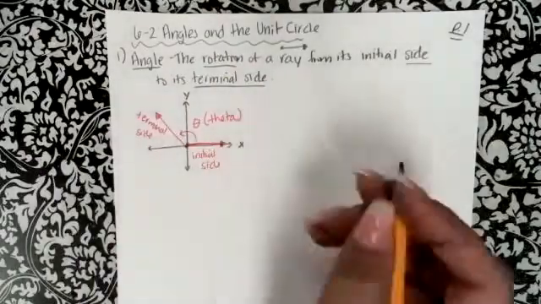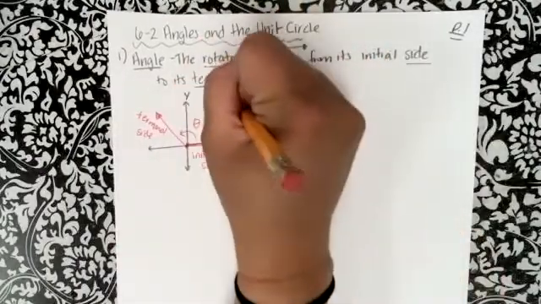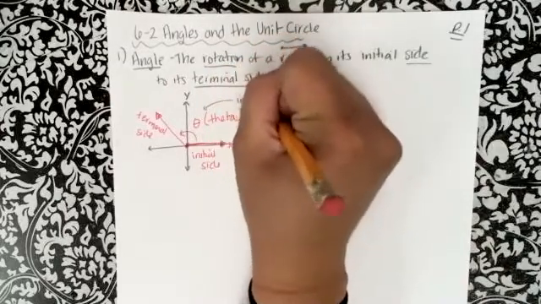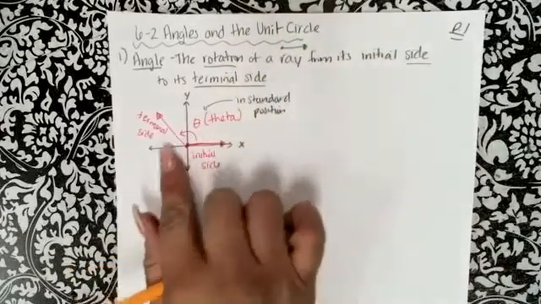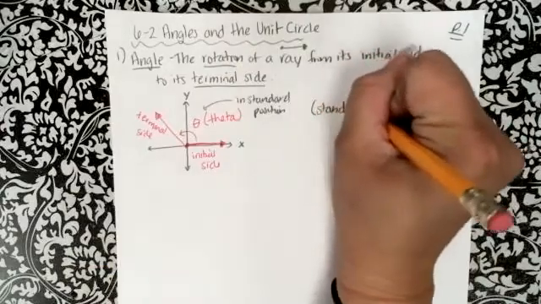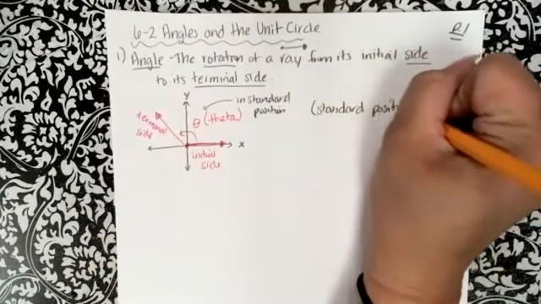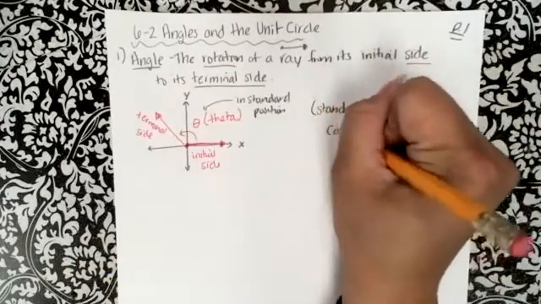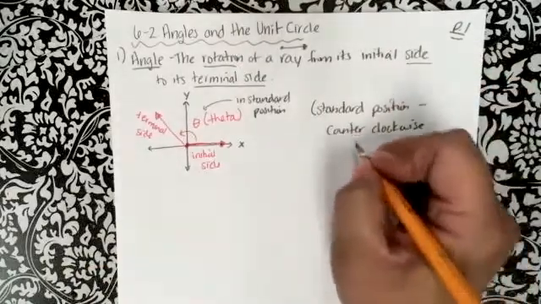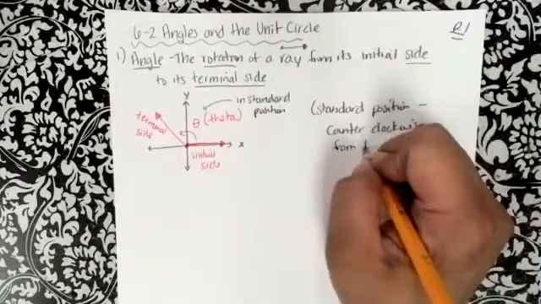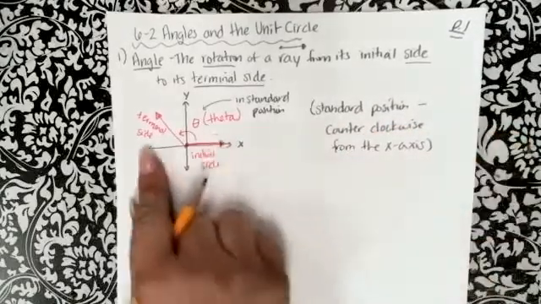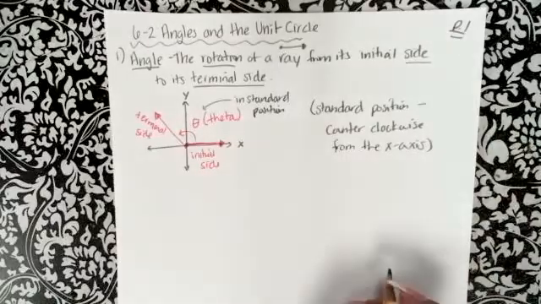Now, this is called standard position. It is standard position because we are traveling counterclockwise. So keep that in mind. Standard position is counterclockwise from the x-axis. Because we will be going clockwise, which will be a negative direction.